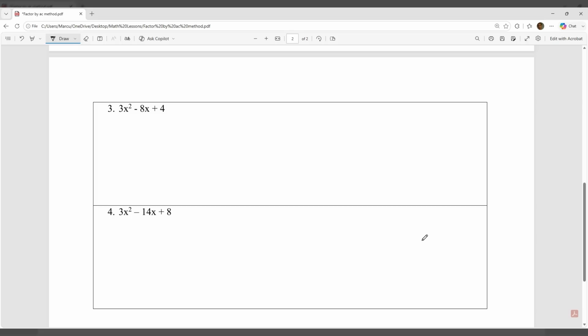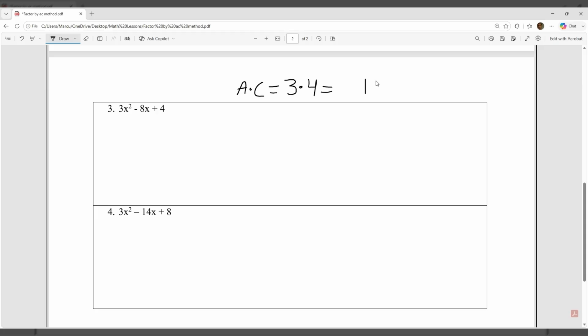Hello everyone, welcome back. Now we're going to go over question number 3. So we do A times C again. Your A is going to be 3. Your C is 4. 3 times 4 is 12. So now we have to list the factors of 12.